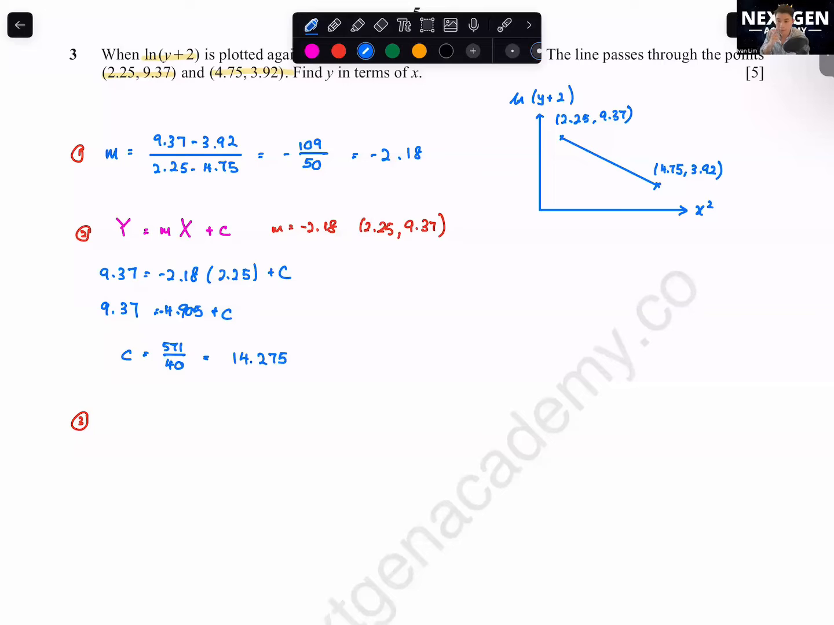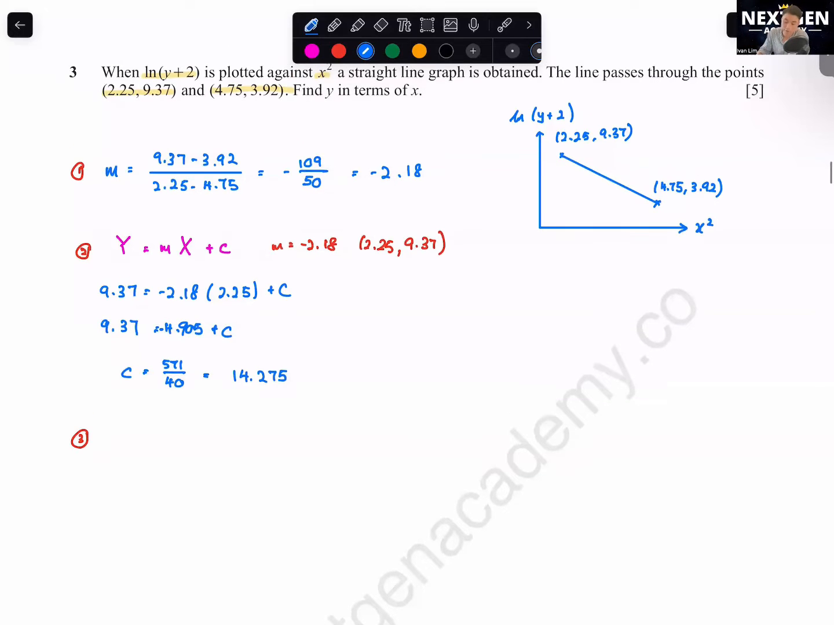You want to round it up, can also. In fact, because they never say anything here, normally 3 significant figures. 14.3 is enough already, actually. So here, 14.3. Now we put into y equals mx plus c: ln of y plus 2 equals negative 2.18 x squared plus 14.3. Then they say y in terms of x.